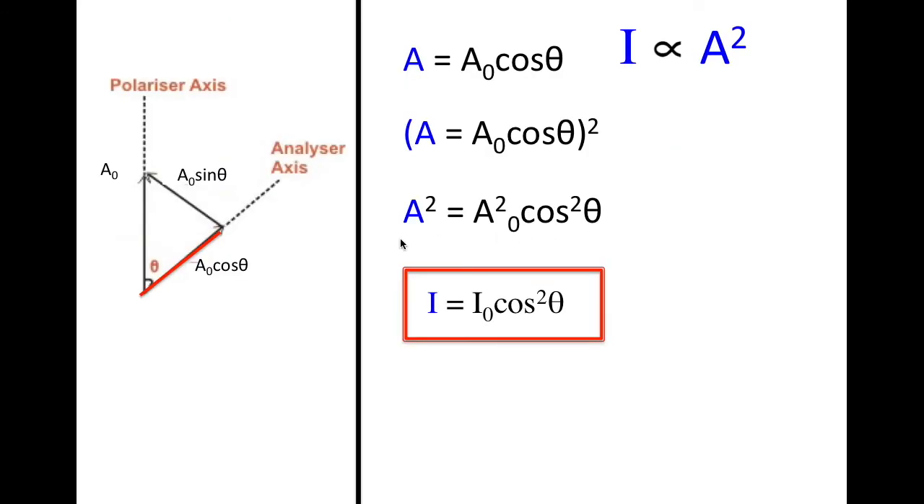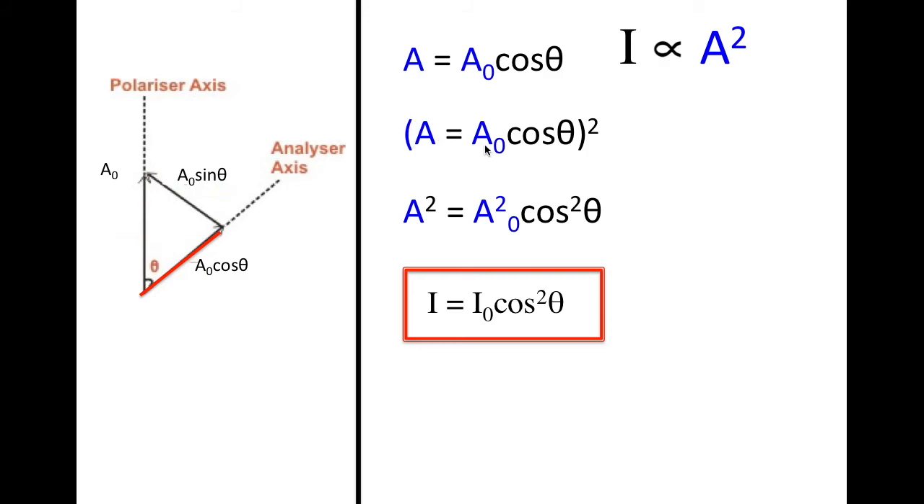Now, to get to Malus's law, which refers to the intensity, we know that A equals A naught cosine theta. We also know that intensity is proportional to the square of the amplitude. So what I'm going to do is put I into this equation. But first what I want to do is square A, so that I can make sure that I just have to plug in I.